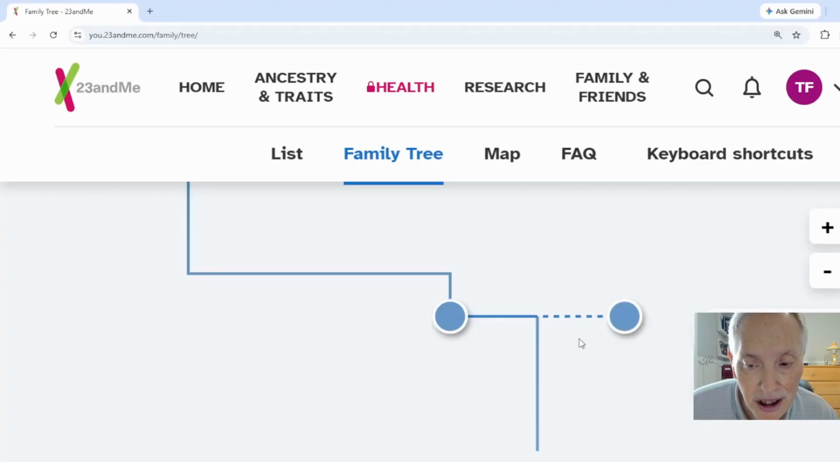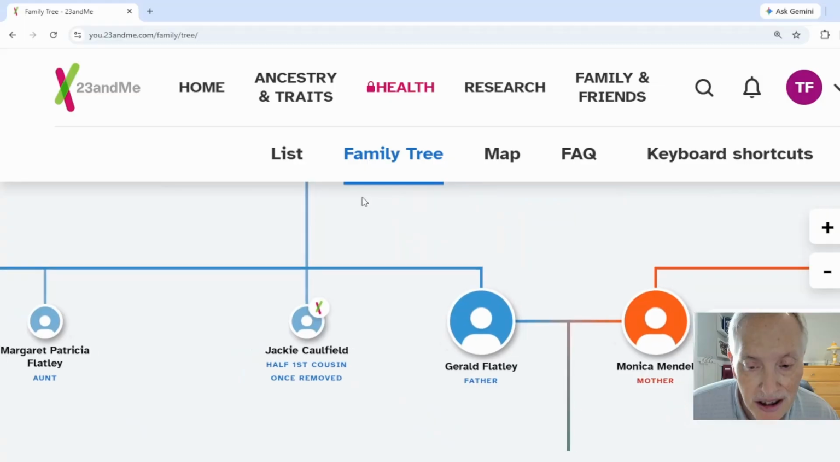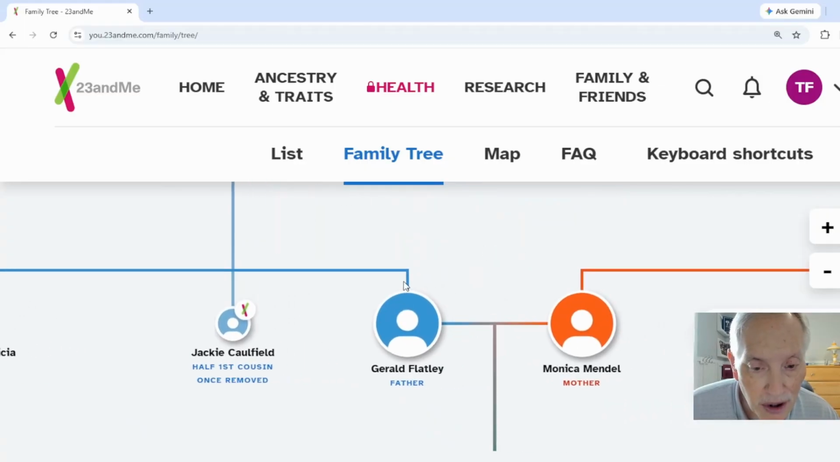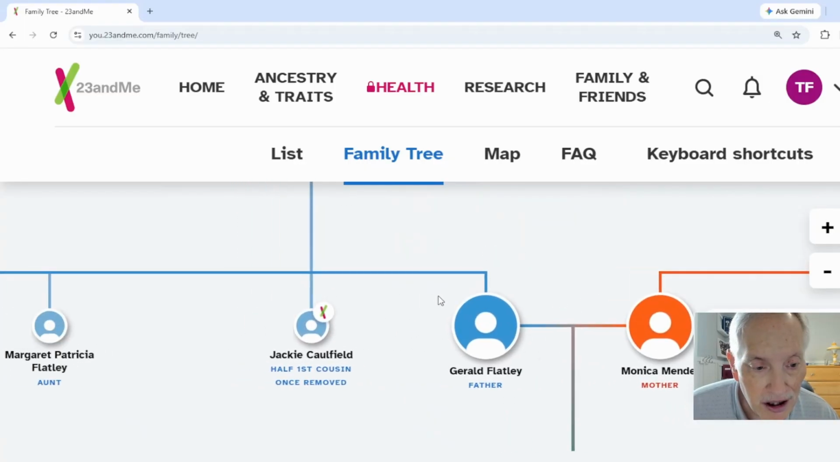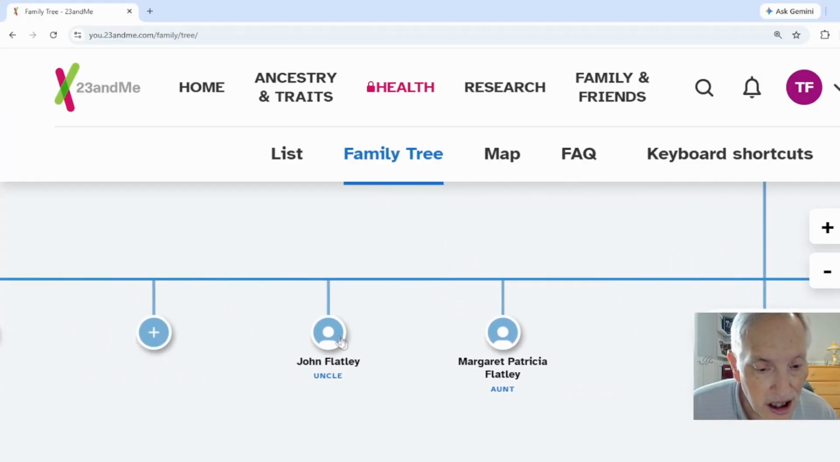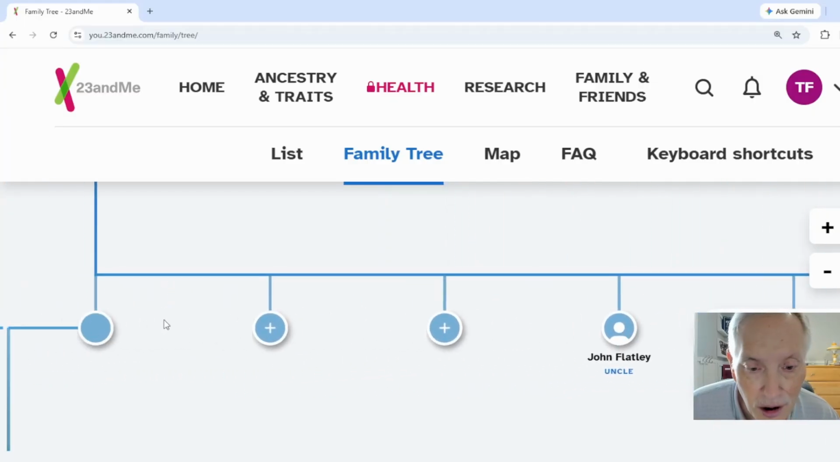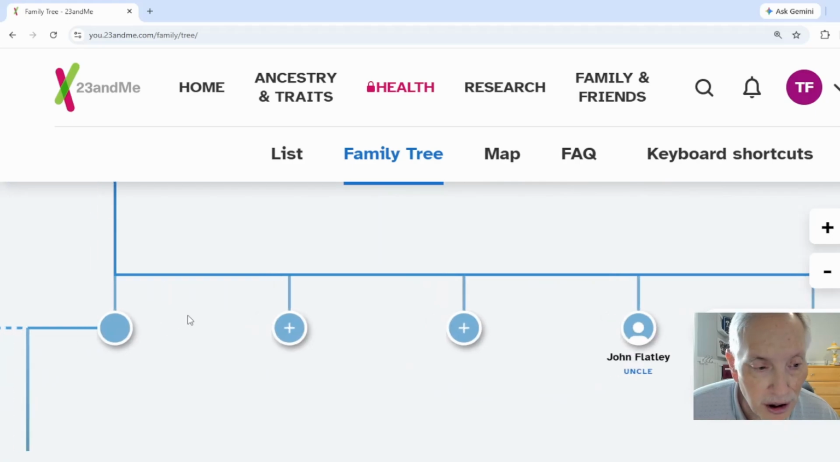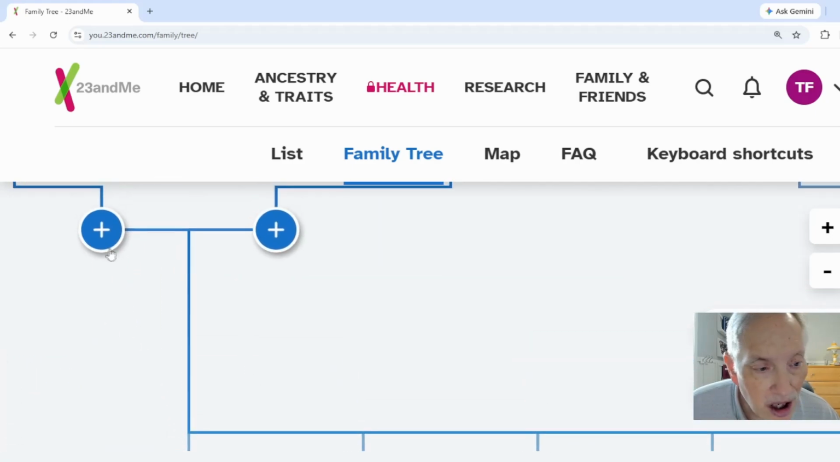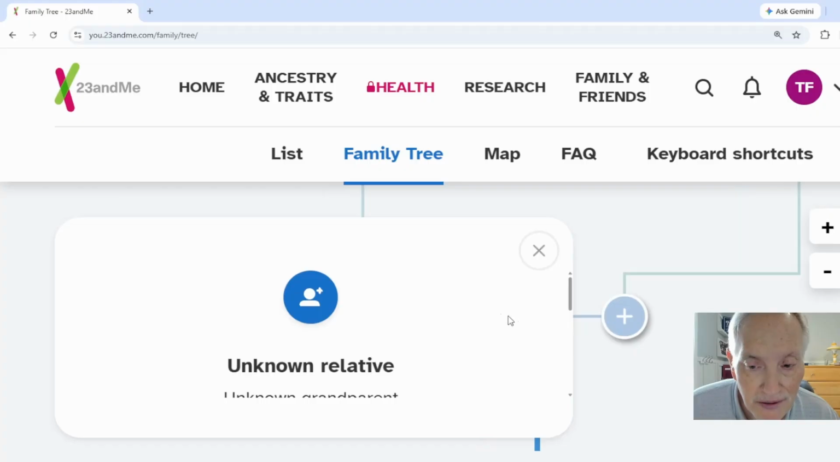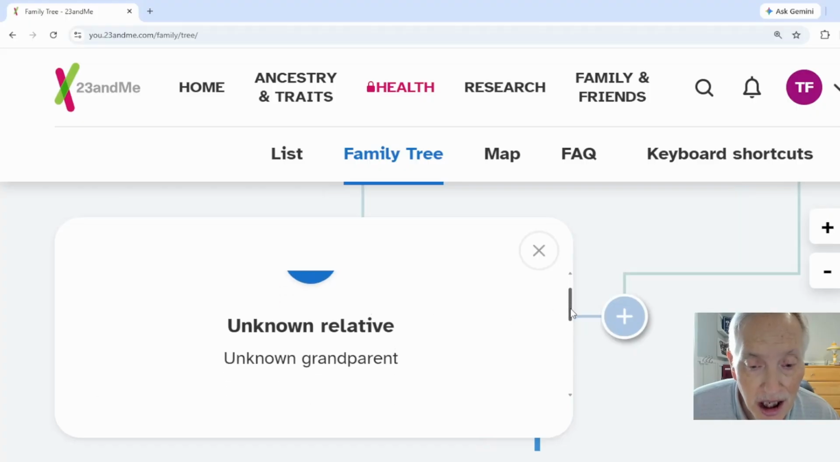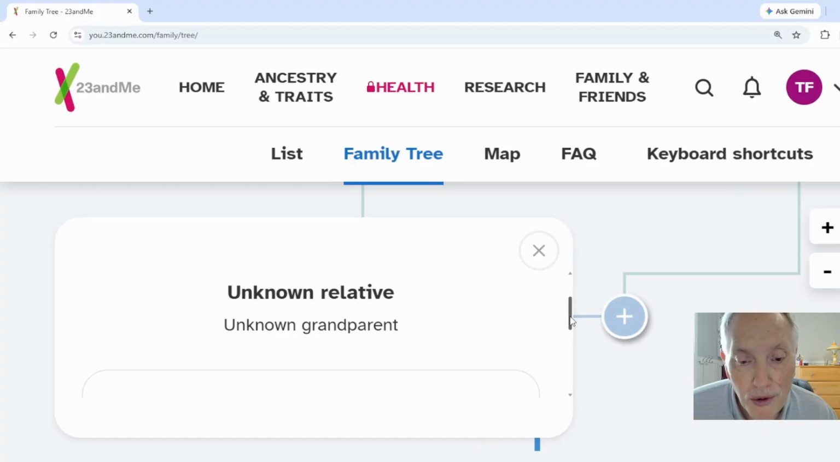So what I ended up doing is, after I filled in this information with my dad, I went like this and followed it all the way across here. And notice that that line is a darker highlighted blue, and then it comes up to these dark blue circles with plus signs in them. So I clicked into there, unknown relative again, but however, this time it says unknown grandparent, and so what I gather is that's where I will fill in my paternal grandparents' names.